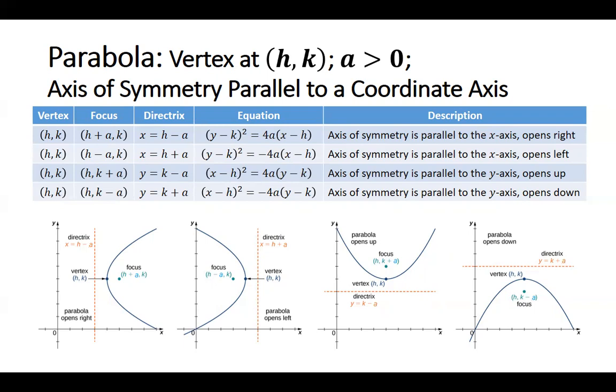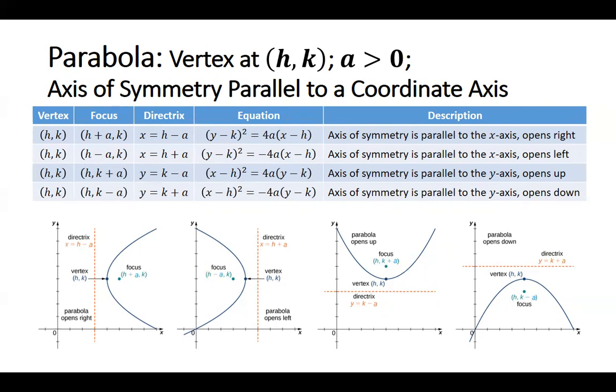And then when it opens down, the focus is at h, k minus a. Directrix is at y equal to k plus a. The equation is x minus h squared is equal to negative 4a times y minus k.